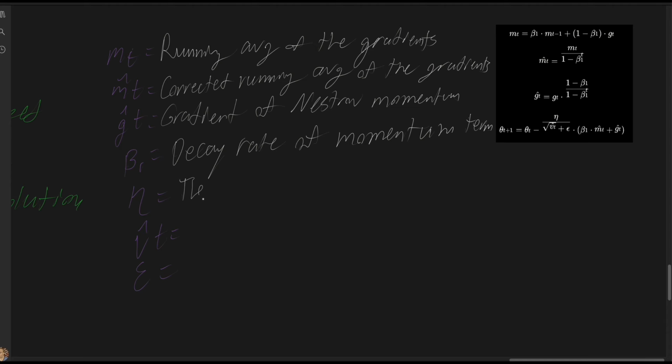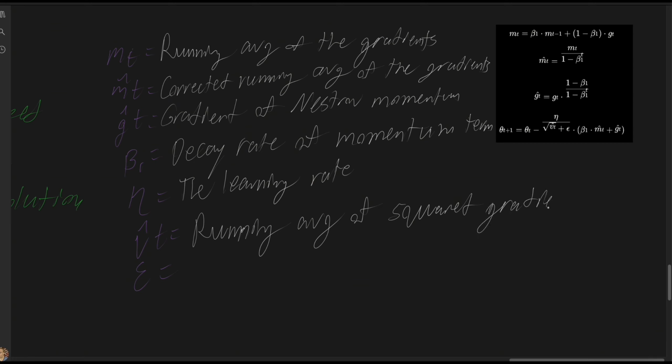Nu is, as we know, the learning rate. V cap t is the running average of the squared gradients. Epsilon is a small constant to avoid division by 0.